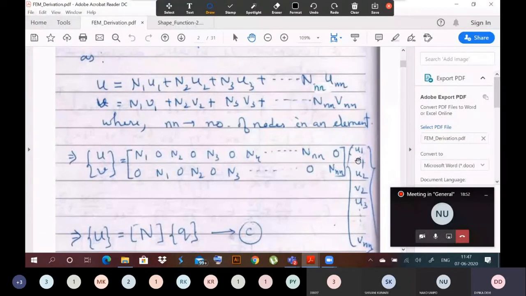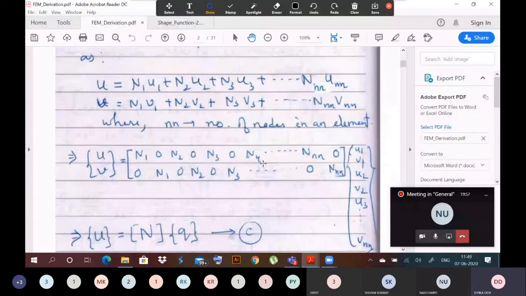So u and v, the displacement at any point within the element, can be determined from this equation in terms of the shape function. This shape function will be a function of x and y if we use Cartesian coordinates, or a function of xi and eta if we use natural coordinates. So for a particular point, this n1, n2, n3, n4 or whatever, can be determined from the coordinates of that point. So once n1, n2, n3, n4 and the nodal displacements are known to us, we can determine the corresponding displacement at that particular point using this equation.